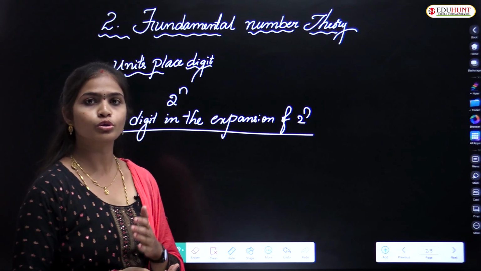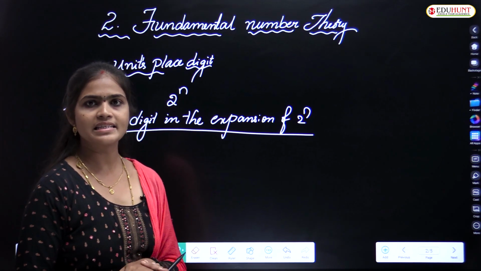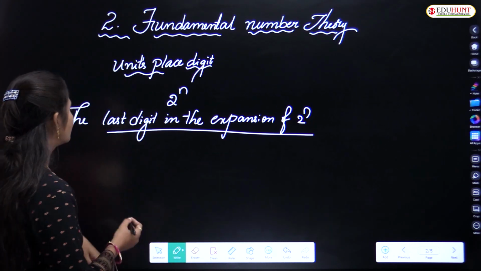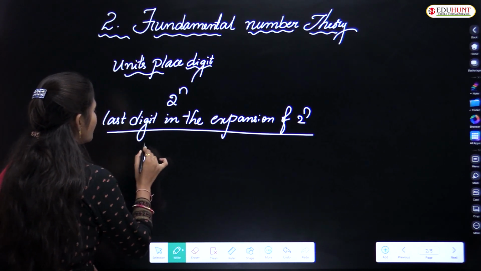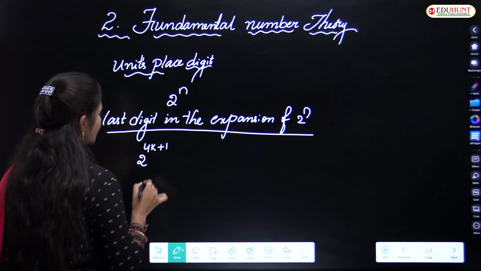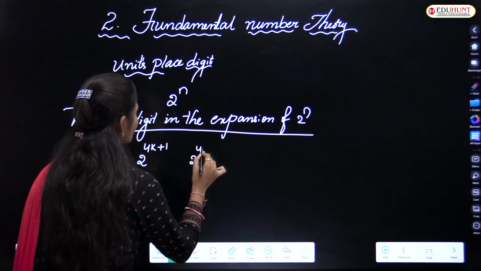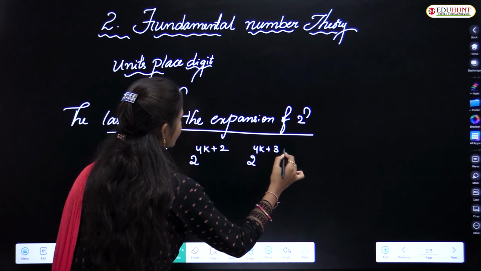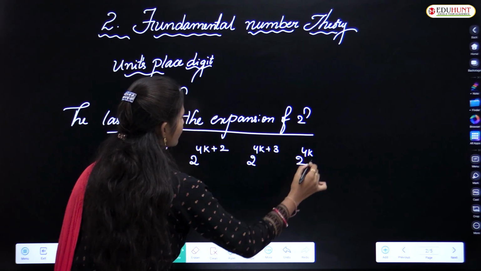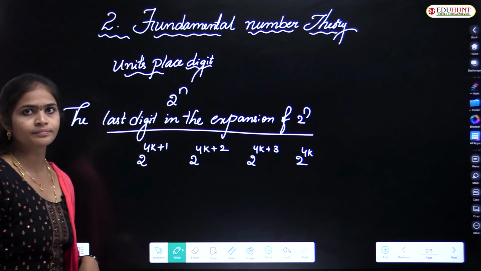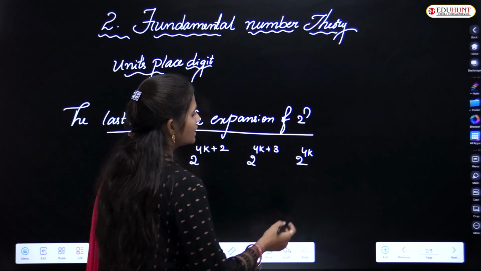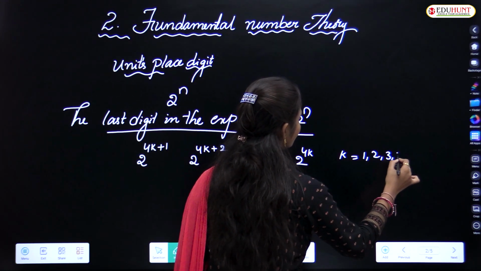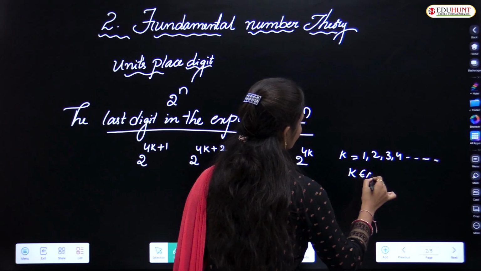For 2 power 1, 2 power 2, 2 power 3, 2 power 4, we can easily say. But for 2 power 2024, how can you say? So here, just observe 2 power 4k plus 1, 2 power 4k plus 2, 2 power 4k plus 3, and 2 power 4k, or 2 power 4n also you can take. Here n or k you can take. Here k is equal to 1, 2, 3, 4 and so on. k belongs to the natural numbers.